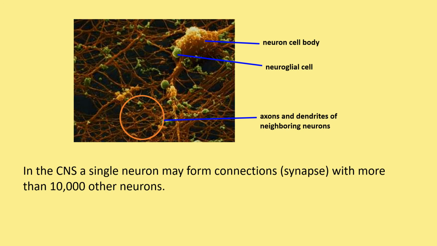I love scanning electron micrographs. So here we can see, this is just a tangle of neuronal processes and some neuroglia and the cell body of one neuron. And I love that tangle of neuronal processes. So those are axons and dendrites from neighboring neurons, and they're all crisscrossing. And then the little green blobs are neuroglial cells.